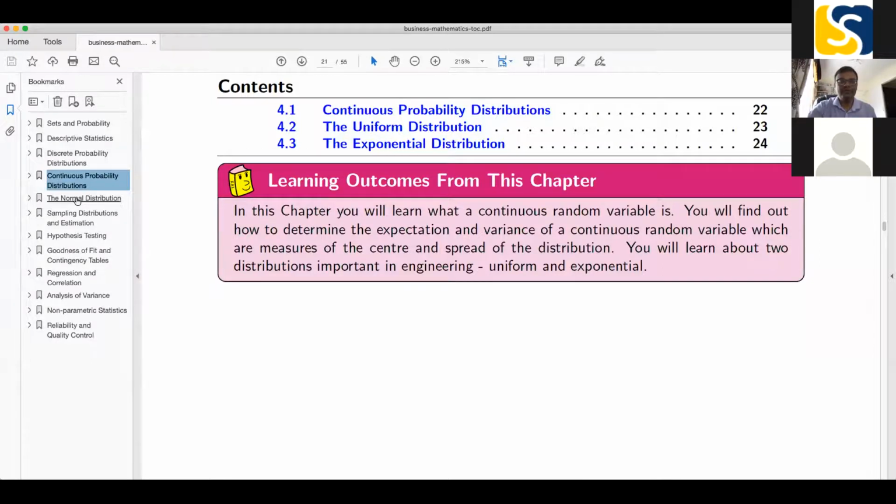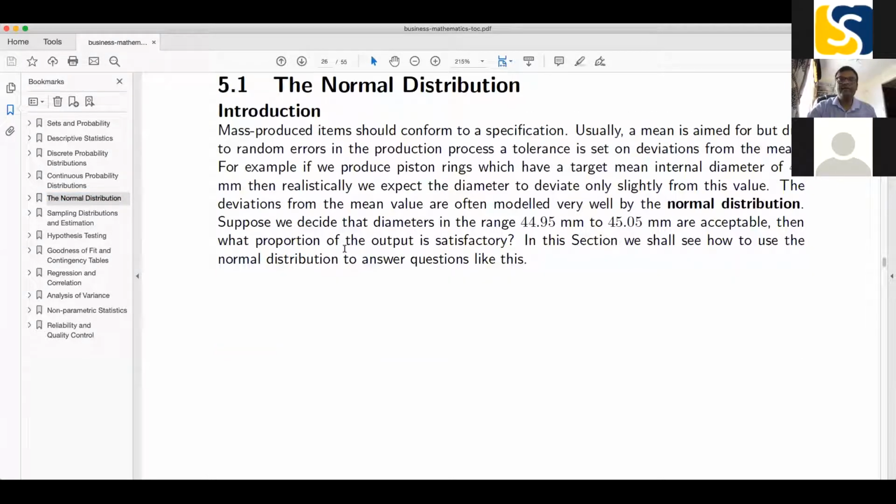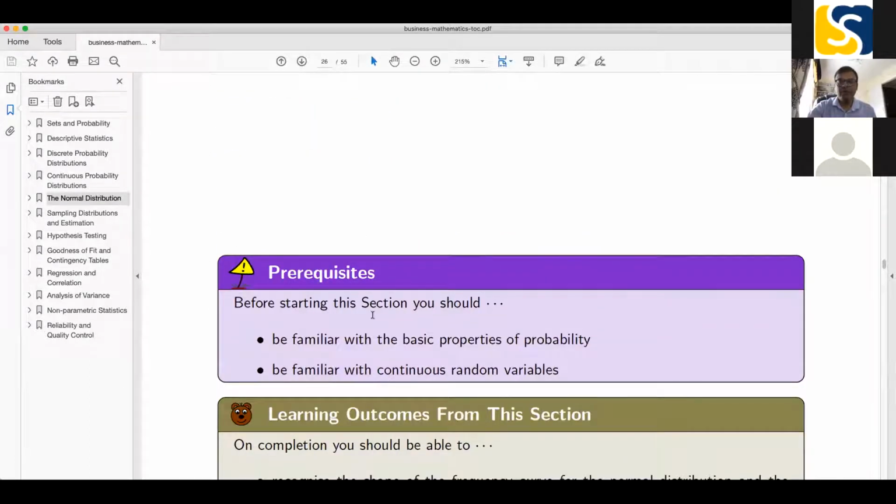Let's say you go to the normal distribution. Then the normal distribution has 3 sections. One is the normal distribution itself, the normal distribution approximation to the binomial distribution, and the sums and differences of random variables. If you click the normal distribution, under that we have an introduction, as usual. Then it also says what you need to know already to understand what a normal distribution is.